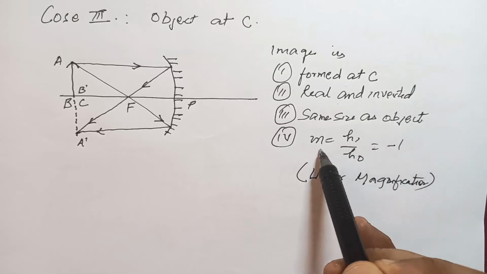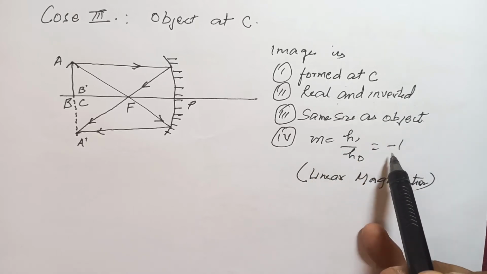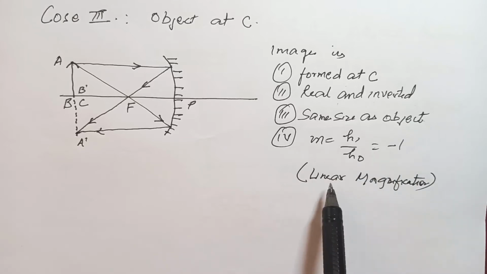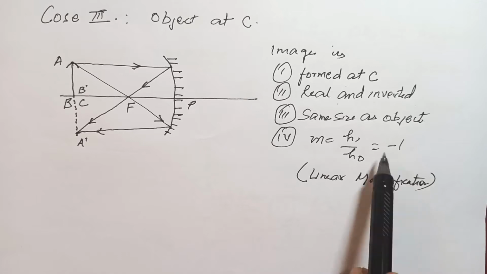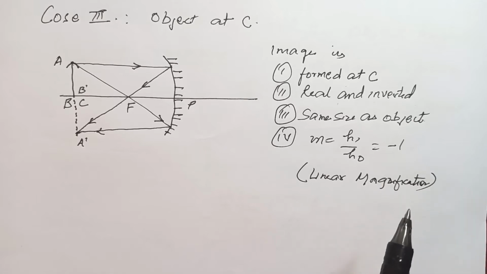Now because it is the same size, m is equal to hi by ho, which is equal to -1. So we can say linear magnification is equal to -1.